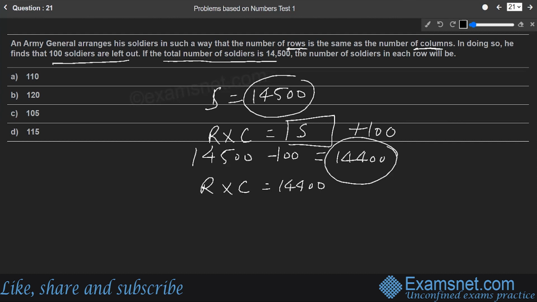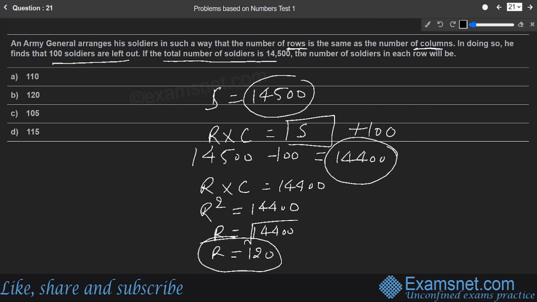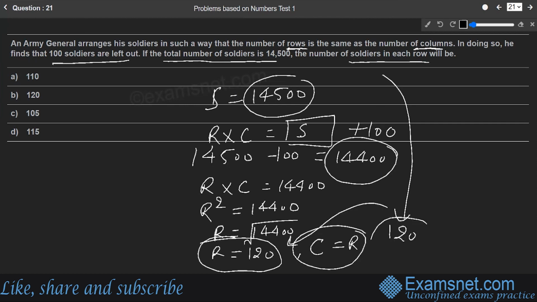He said the number of rows is equal to the number of columns. So for C we can also write R. So R square is equal to 14,400, which gives the R value as the square root of 14,400, which is nothing but 120. So clearly the number of rows is 120. He asked the number of soldiers in each row. Because the number of columns is also equal to the number of rows, the number of soldiers in each row will also be equal to 120. So this is the answer. The answer is available in option number B, 120.